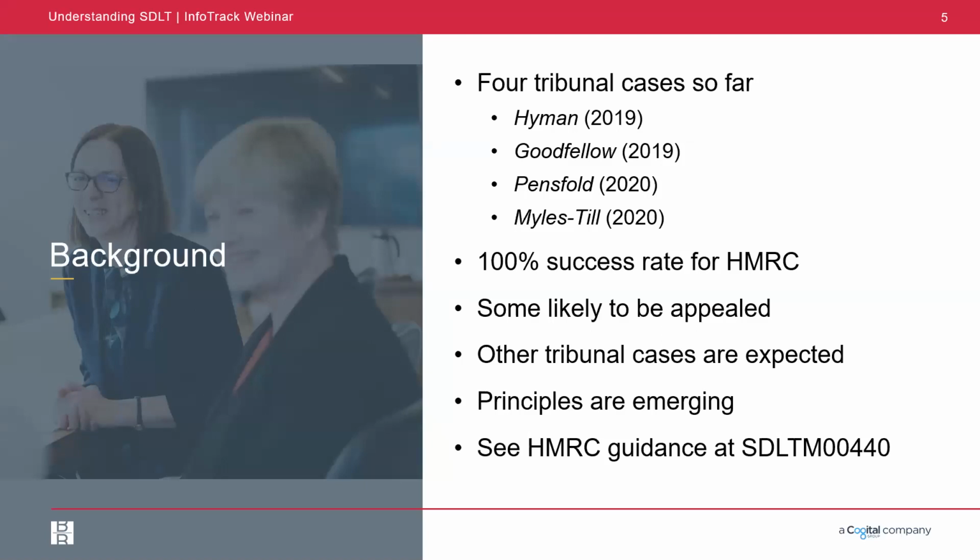But it's pretty striking that so far, a relatively consistent approach has been taken by the tribunal in those cases. So far, the revenue have won every case. And some principles have emerged, which are really quite consistent with the revenue guidance, albeit that guidance was produced after some of those cases.